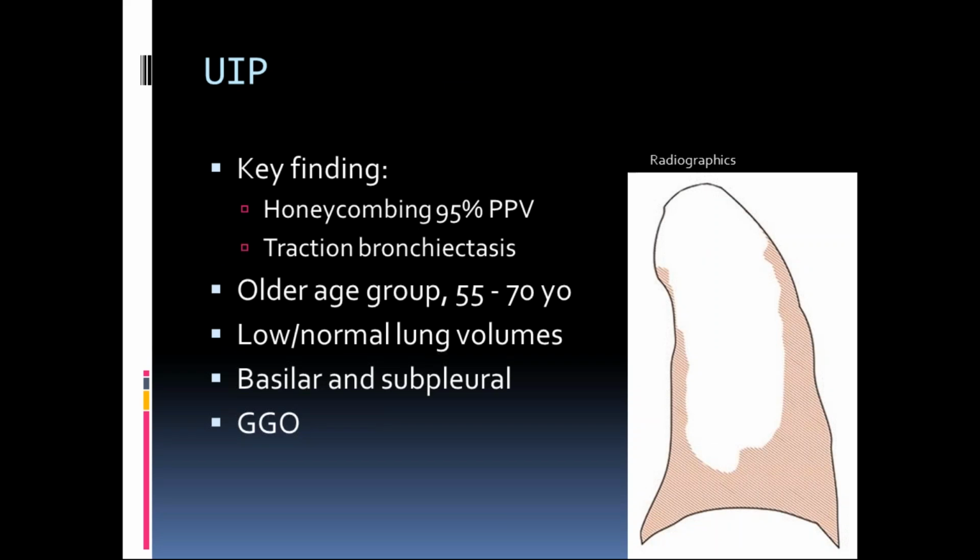Traction bronchiectasis is going to go along with it, and these can be variable. And I have different cases to show mild amounts and more severe amounts. The demographics of this disease is an older age group, the 55 to 70-year-old age group, where other entities have a younger age group, and you'll be able to see those a little bit later.